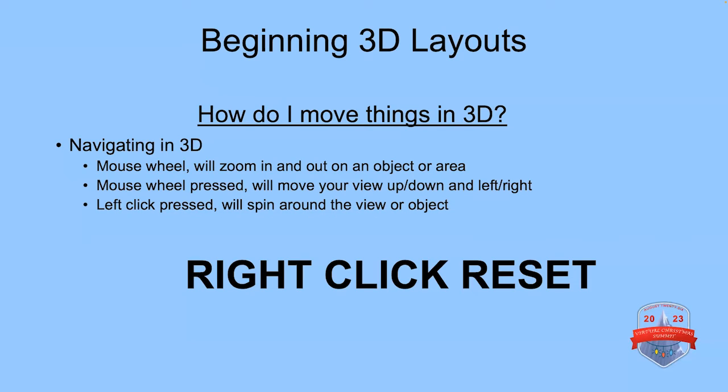Navigating in 3D, we're going to use the mouse wheel a lot. The mouse wheel will zoom in and out on an object or the area you're looking at. Mouse wheel pressed will move your view up and down and left and right. If you left click, it will then spin around the object. And once again, right click, reset.